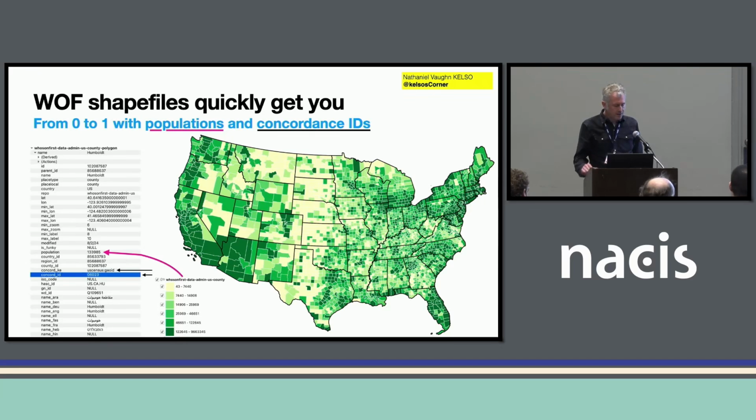But I'd like to call attention also to this concordance key and concordance ID. In the US, we would use US Census GeoIDs. My home county is 06023. 06 is for California, 023 is for Humboldt. Each of these counties has that ID, so if you want to join it with other census statistical data, it's very, very easy, and this is available in around 45 countries now.